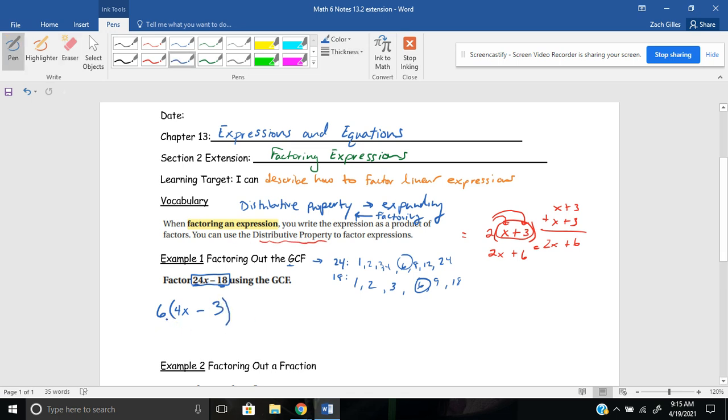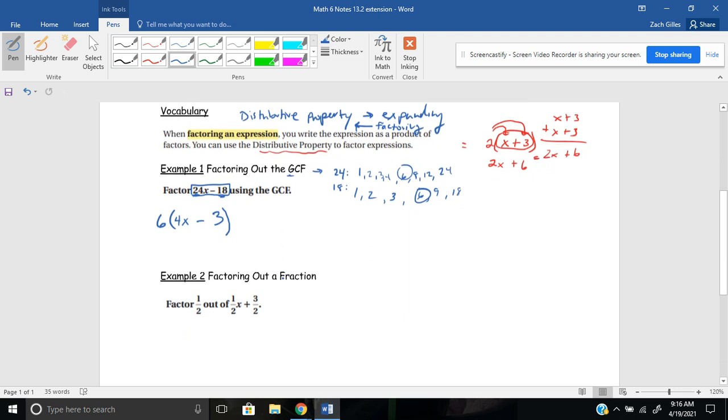We've factored it. If you wanted to double check your work to see if you've done it correctly, you could distribute your 6. What's 6 times 4x? 24x. And what's 6 times 3? 18. Okay, so we just divided each one of these terms by the greatest common factor. All right, that's how you do those types of problems.